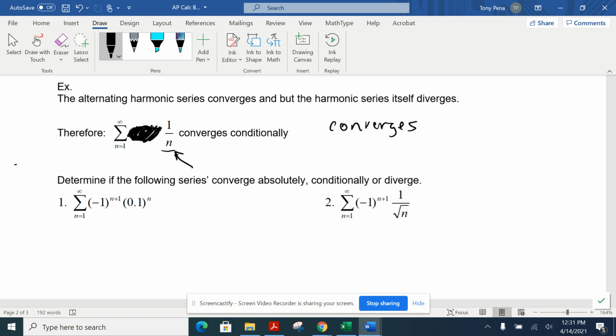No, right? It's the harmonic series. So it only converges under the condition that it is alternating. If it wasn't alternating, then we would have said that this guy diverges. But this condition that we alternate is going to allow this one to converge. And when that's the case, you would write that it converges conditionally. Okay?